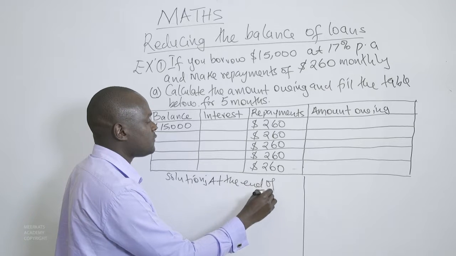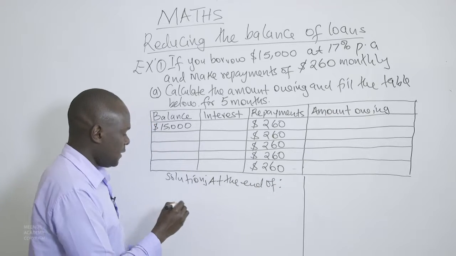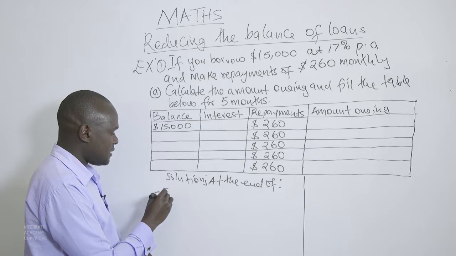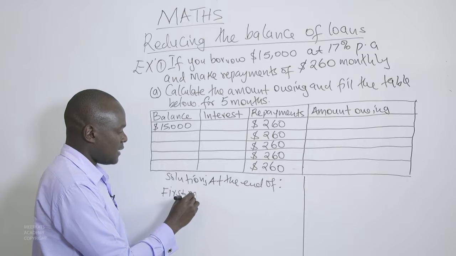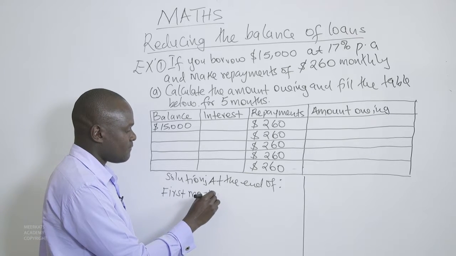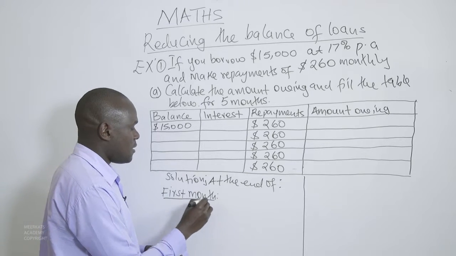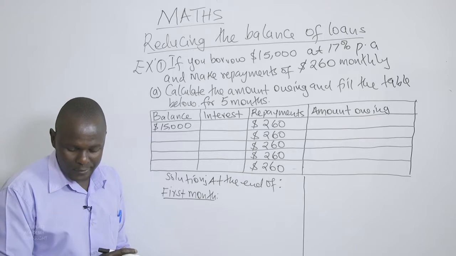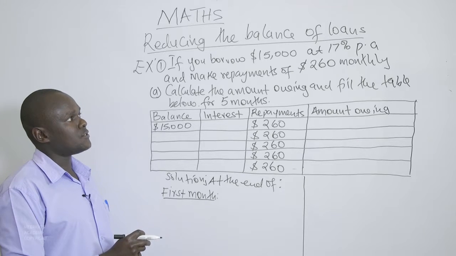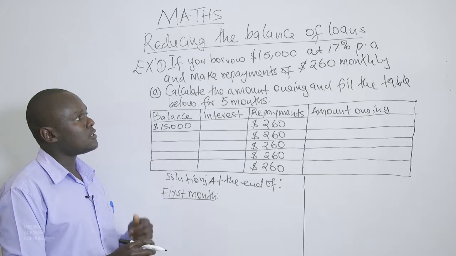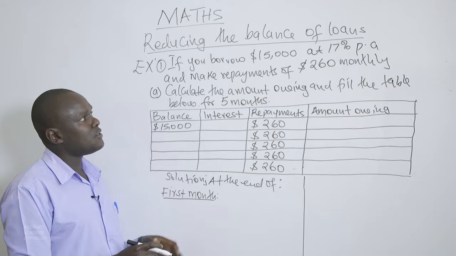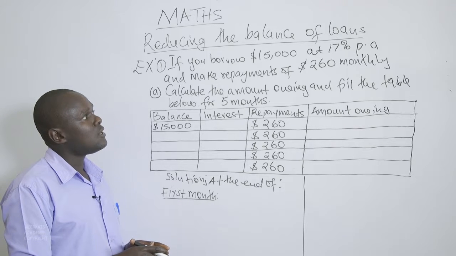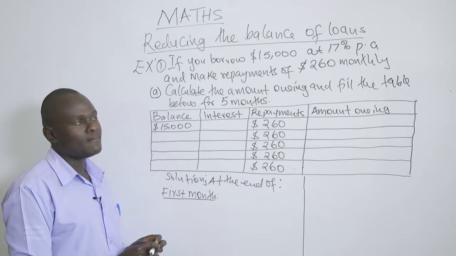so at the end of the first month, how much will be our interest? How do we calculate the interest? We need also to look at the rate that we are given. We are told this loan is going to be advanced at an interest rate of 17% per annum.